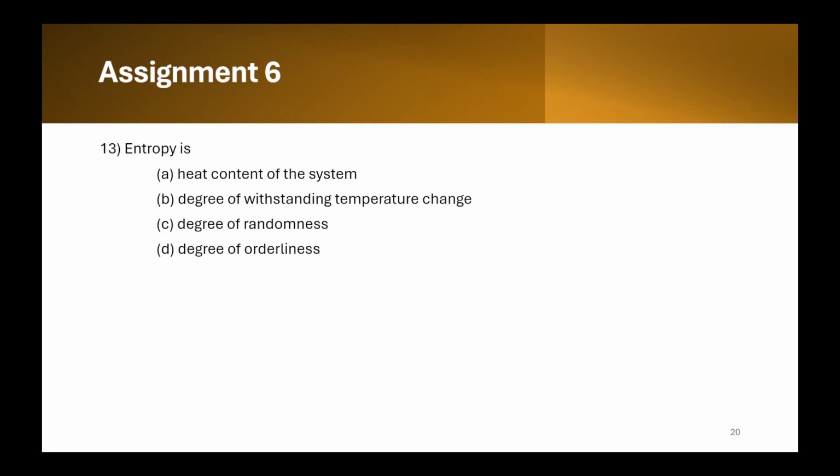Next question, what is entropy? Entropy is heat content of system? No, that is defined by enthalpy. Degree of withstanding temperature change? No, not correct again. Degree of randomness, yes. Entropy is defined as degree of randomness in a system. Degree of orderliness, which is the inverse of this, so this is also incorrect. So the correct answer here is C part.